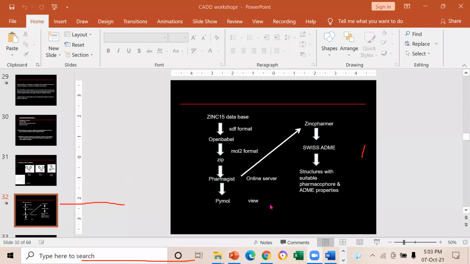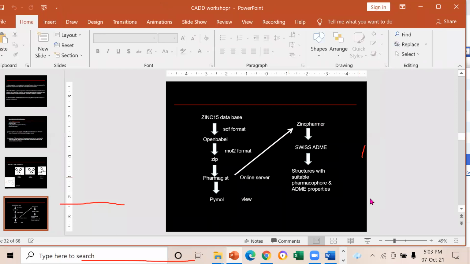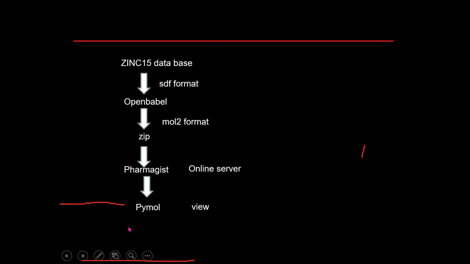So this part is the first part, where we are trying to identify the common features, pharmacophore features. We get the SDF file of the structures from the Zinc database, and then we convert that into mol2 format using OpenBabel.